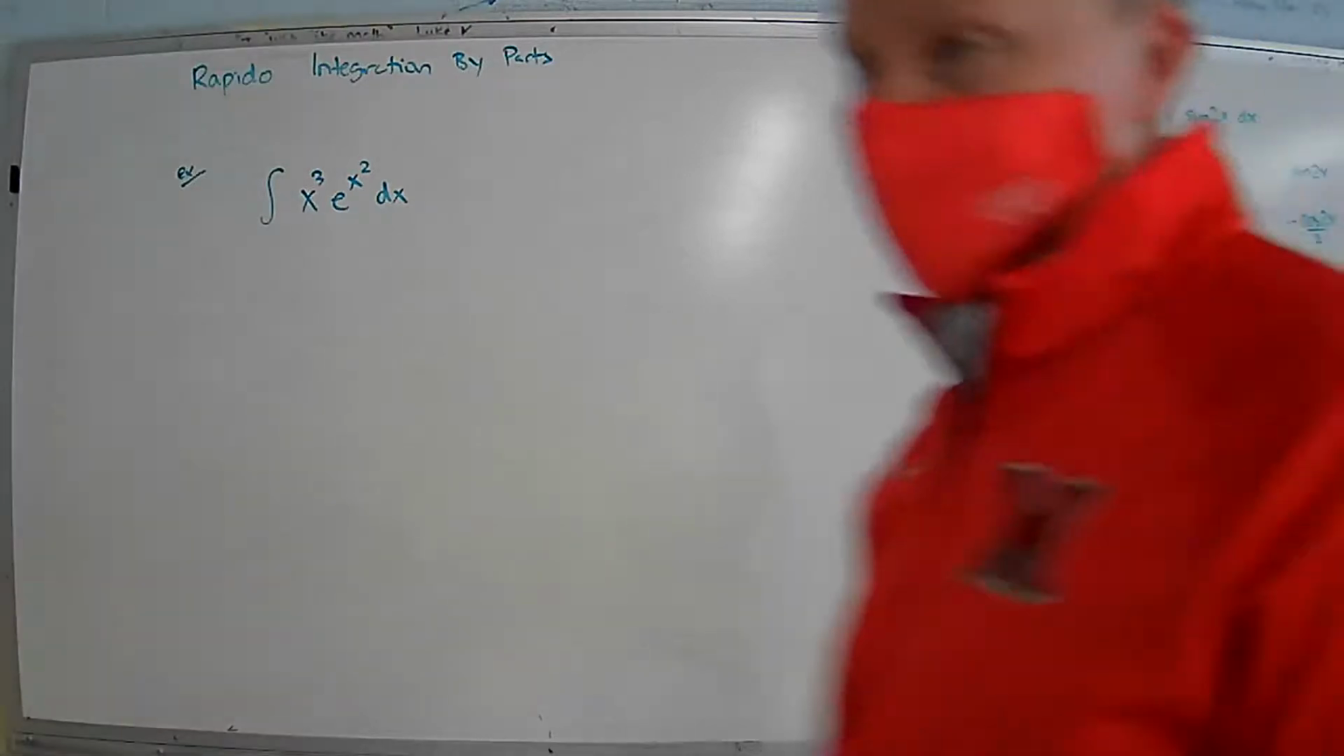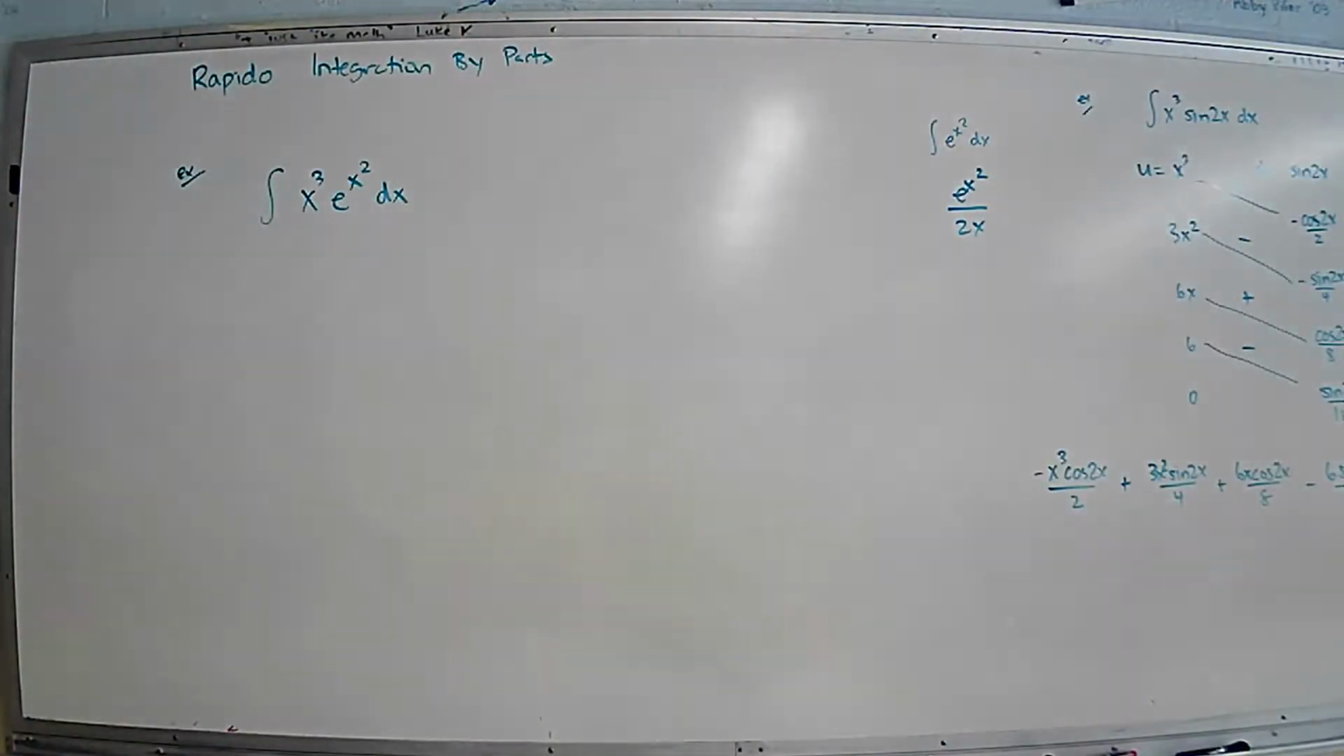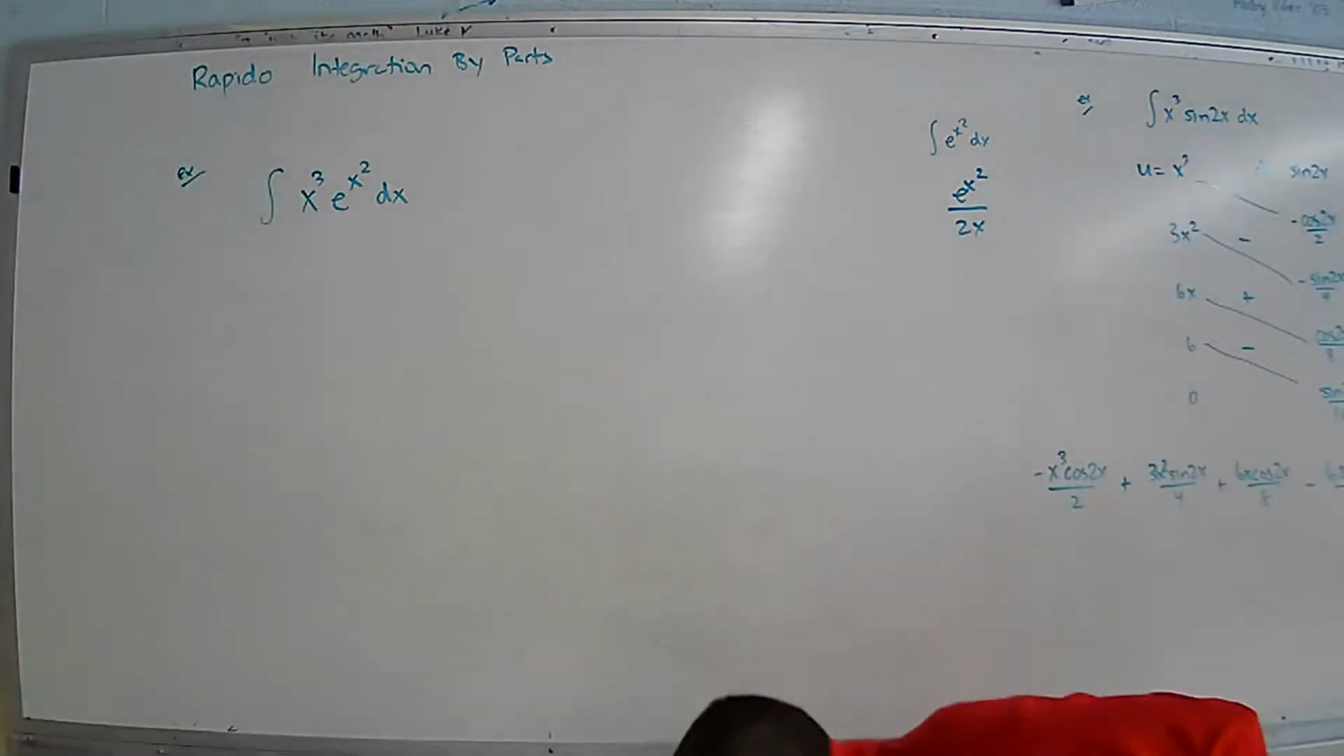Okay? In fact, my friends, e to the x squared actually doesn't have an antiderivative in closed form. You can't write the antiderivative of e to the x squared as a function of e to the x or anything like that. It doesn't exist. Okay? So crap, what are we going to do?